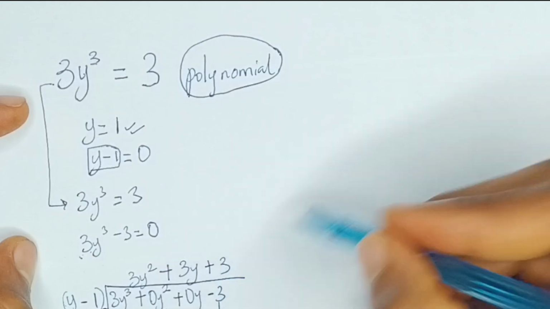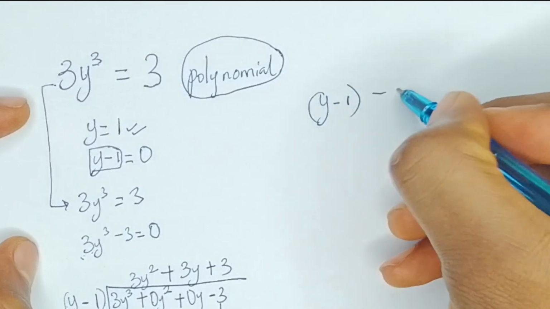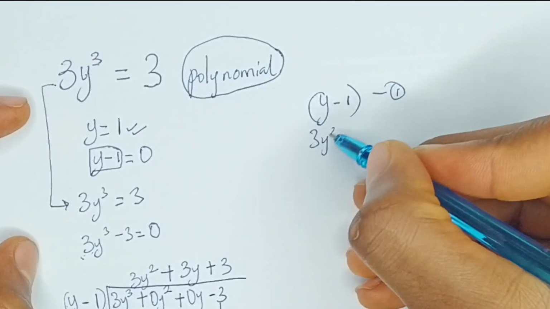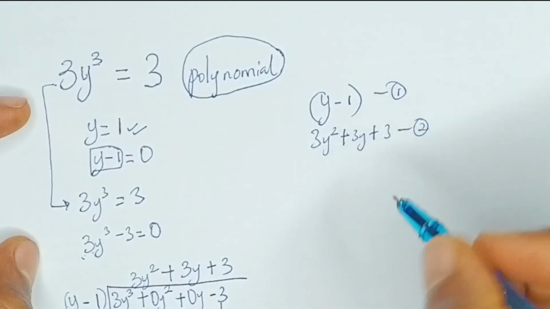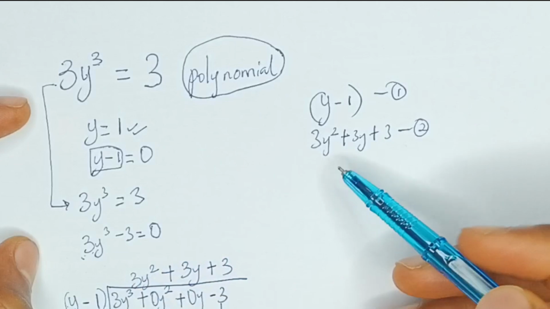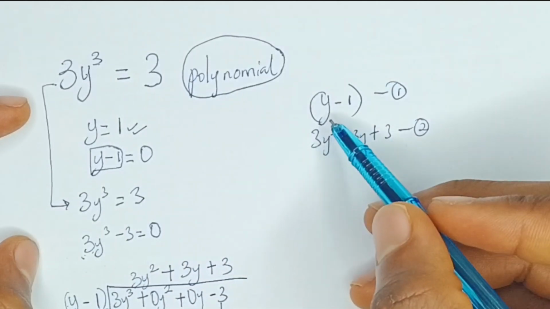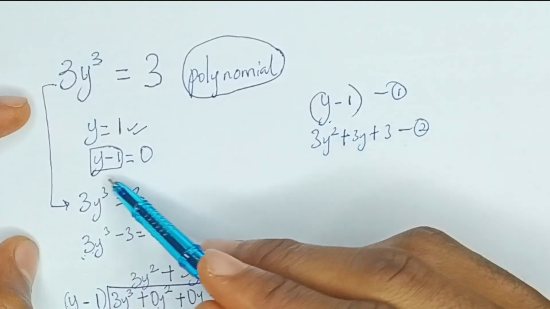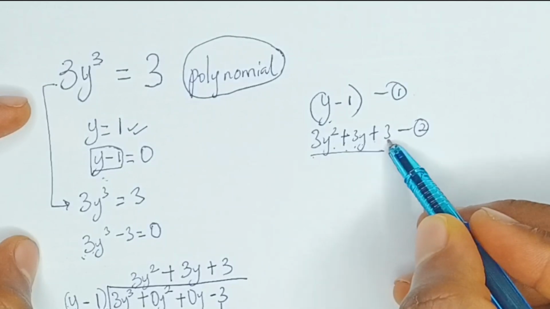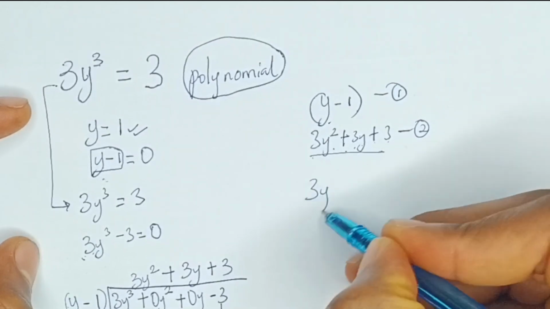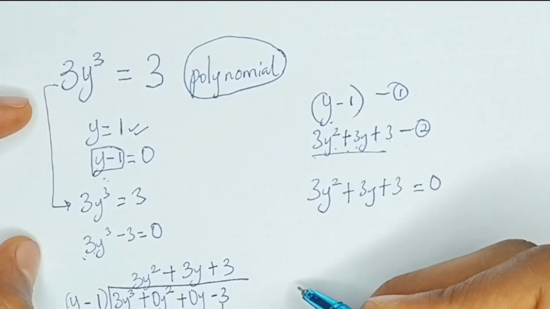Now, from this, it means that the factors of this equation are, first of all, y minus 1, the first factor. And then we have the second factor, which is 3y squared plus 3y plus 3. And then, since this equation was equal to 0, we can conclude that either y minus 1 is equal to 0, which we've established already in the beginning, or that this new factor, 3y squared plus 3y plus 3, is equal to 0. Let's quickly do that now. So equate 3y squared plus 3y plus 3 to be equal to 0.